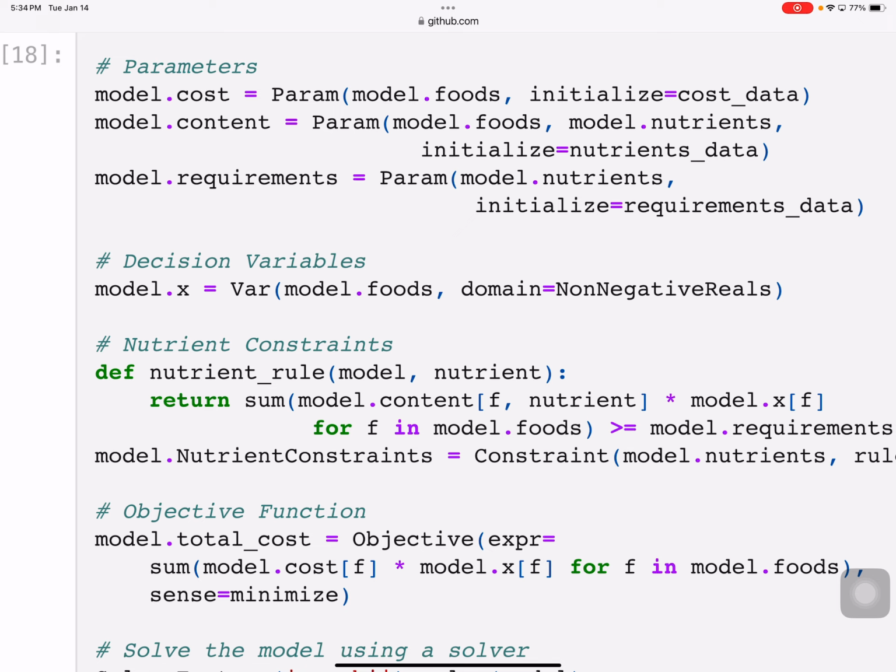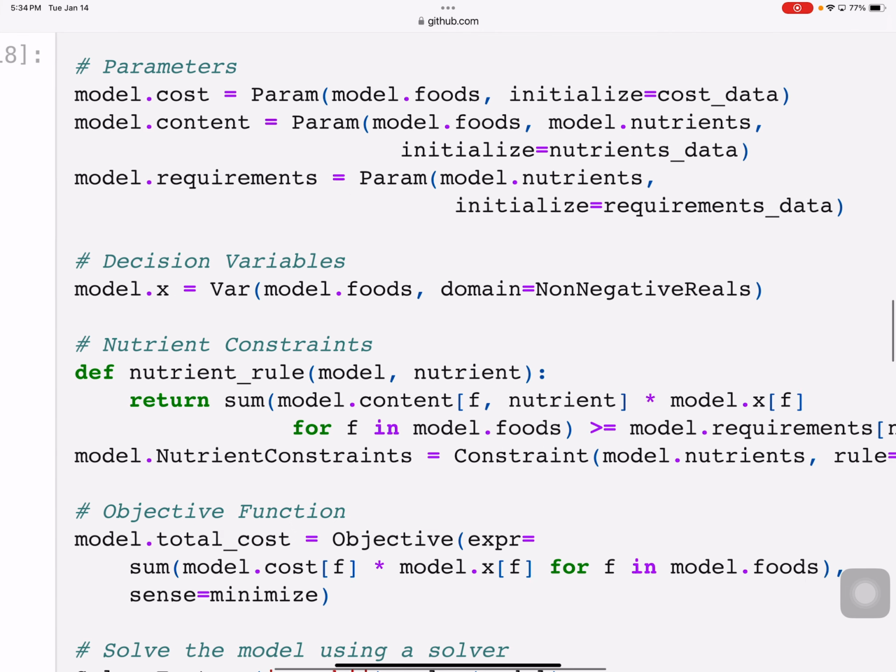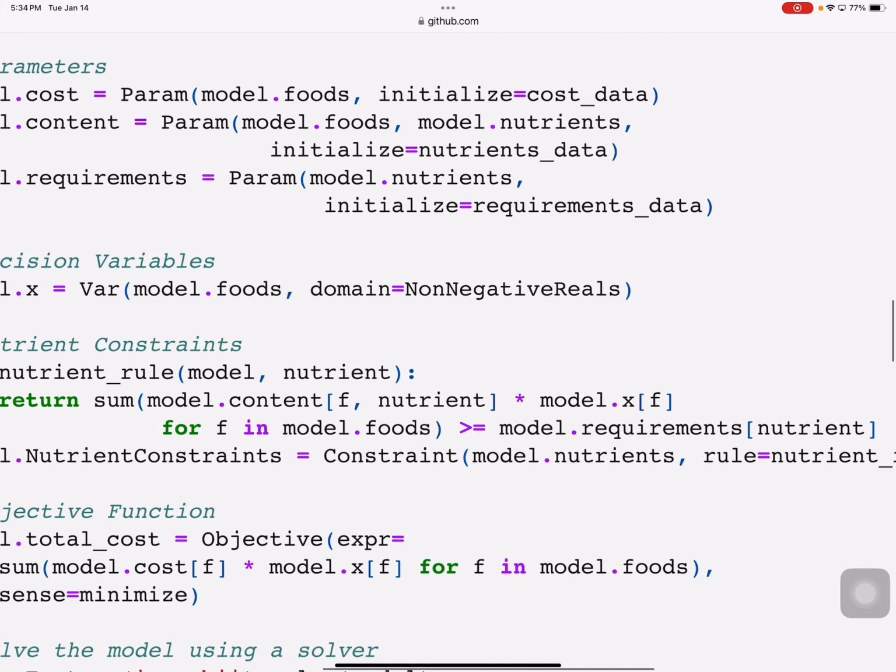Okay, and the nutrient rule is parameterized by the model and nutrient because you want to define the constraint on top of the model. That's why you always write a model here. And here you can read this constraint as just a sum over all the food items you got should satisfy each of the nutrient requirements. Okay.